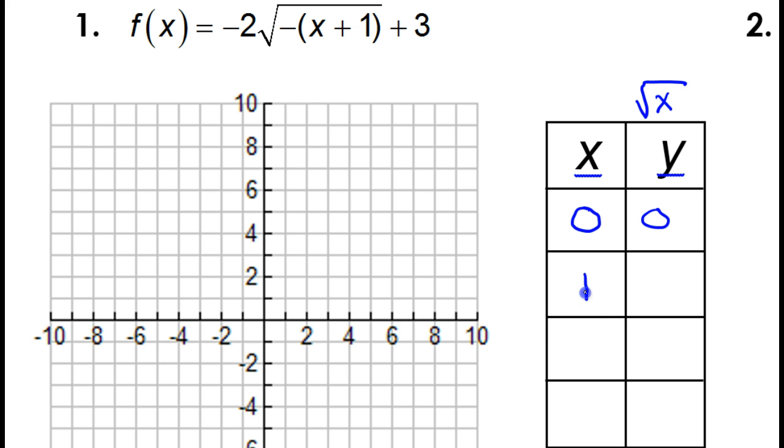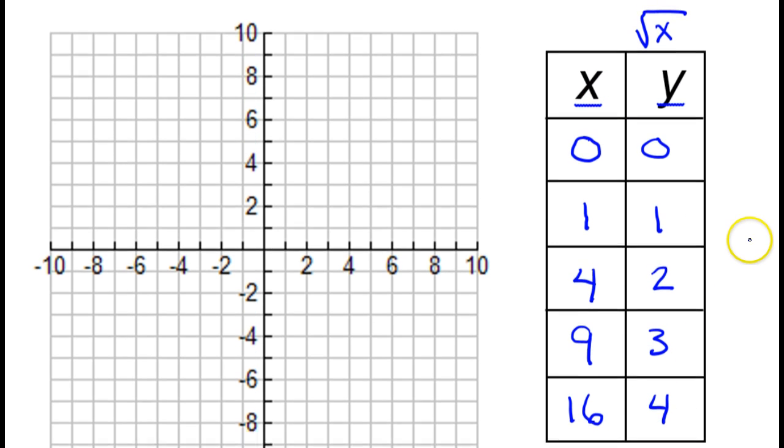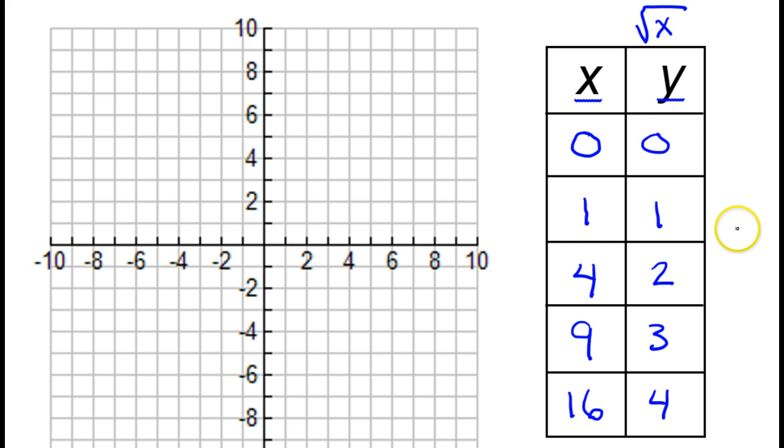How about the number 1? We can take the square root of 1, and that's just 1. After that, another easy value would be 4. The square root of 4 is 2. After that, the next easy value is 9. All right, these are all perfect squares, because the square root of 9 is 3. And finally, I'll add one more, though this may not fit. The square root of 16 is 4. So we can always start off with these values if we are talking about a square root function.